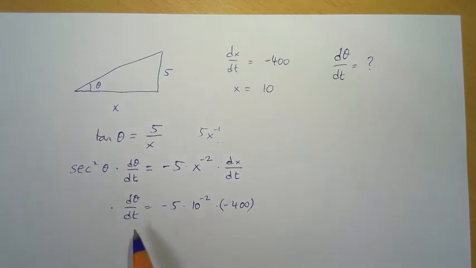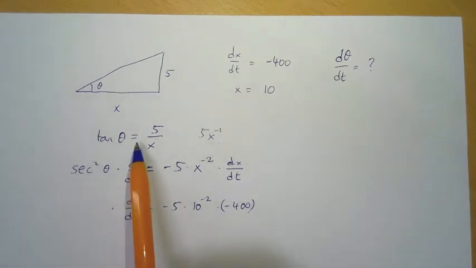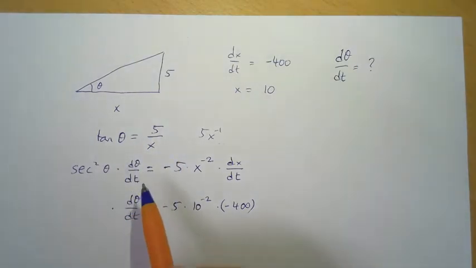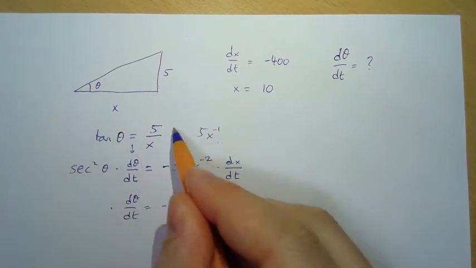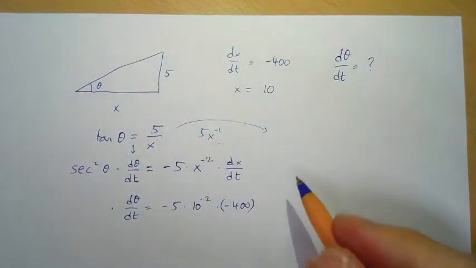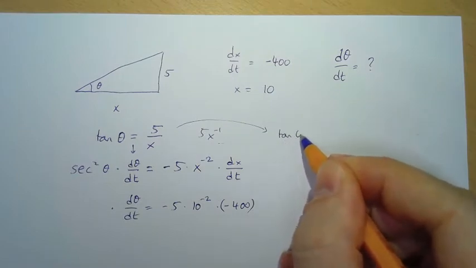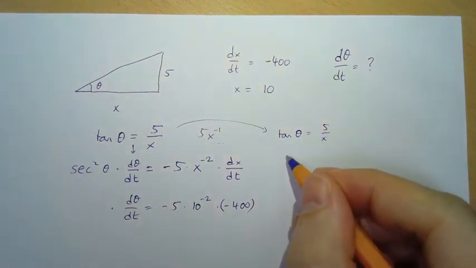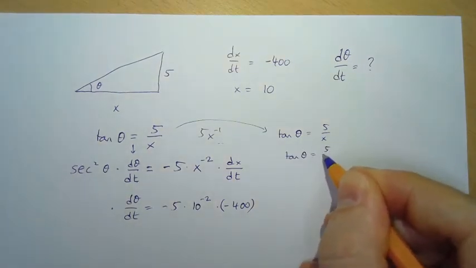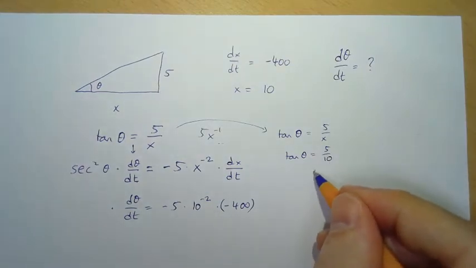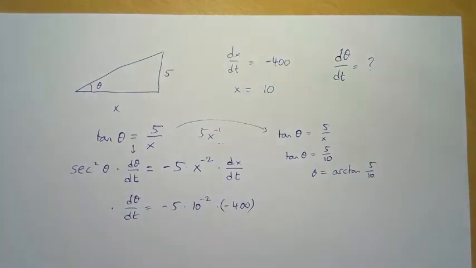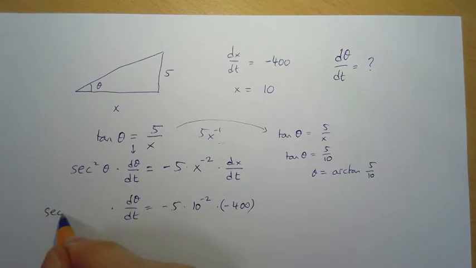How am I going to find theta? I'm going to use the original equation. That's quite fascinating. I'm using the same equation twice: once to find the derivative and once to find the specific value of theta. Tangent theta equals 5 over x. At that very specific moment that I'm looking for, tangent theta is 5 over 10. And therefore, theta is arctan of 5 over 10. So, secant squared of arctan of 5 over 10.